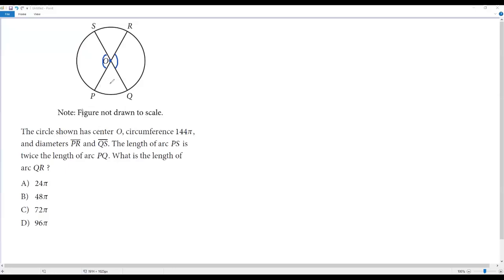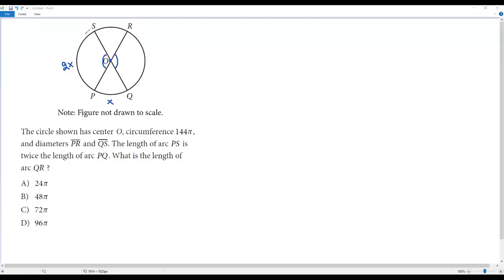How do we find the length of arc PS? Let's go with the information. The question says the length of arc PS is twice the length of arc PQ. So whatever length we have for the arc PQ, 2 times this length is equal to the length of arc PS. I assume the length of arc PQ is x. Then what is the length of arc PS? It's 2 times x, that is 2x. Now using the information, we have to find the value of x.